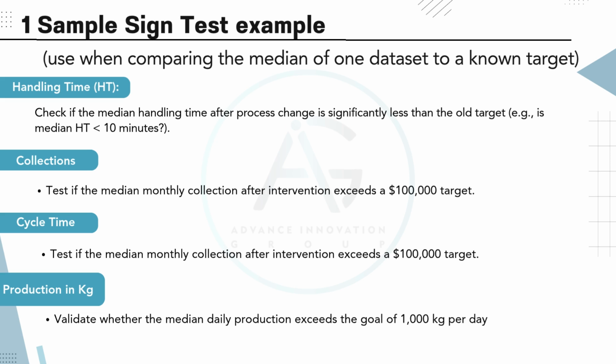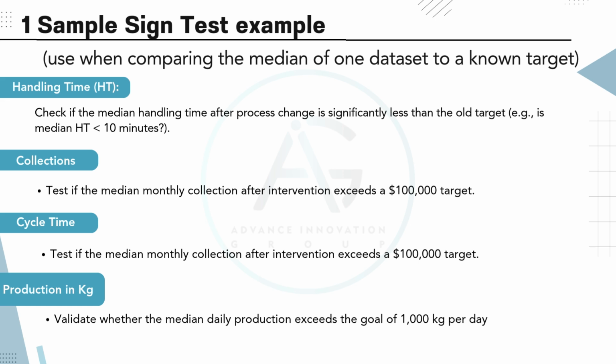Cycle time. This is similar to the collections example. If a process improvement aims to reduce cycle time, and we want to check if the median cycle time now beats a previously set benchmark, we can use this test.